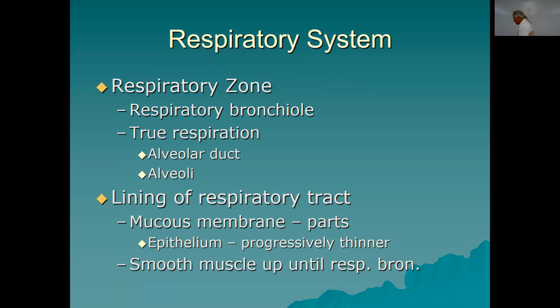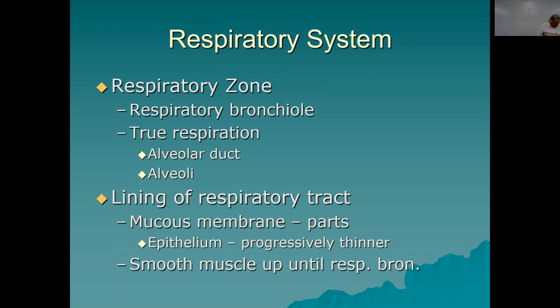Okay, the lining of the respiratory tract. It's a mucous membrane, and we're going to look at the mucous membrane a little bit later on, its parts. It has certain layers of the respiratory membrane. The innermost layer is an epithelium, and a progressively thinner and thinner epithelium when you get closer and closer to the alveoli. When you get to the alveoli, it's going to be one single cell layer thick, a squamous.